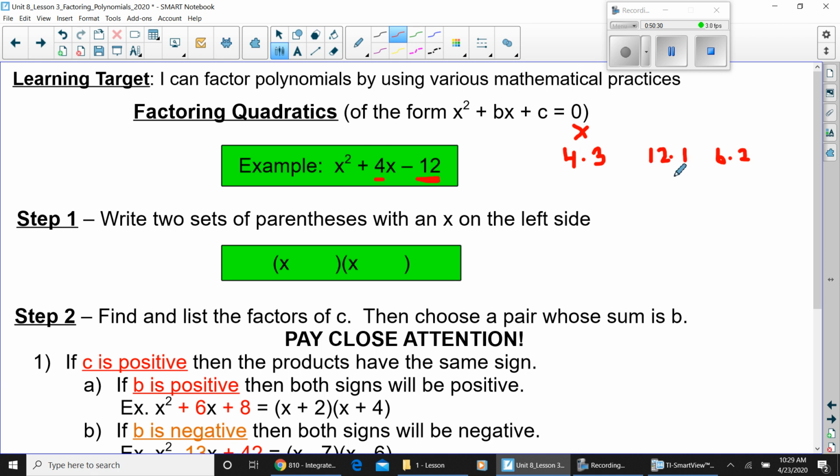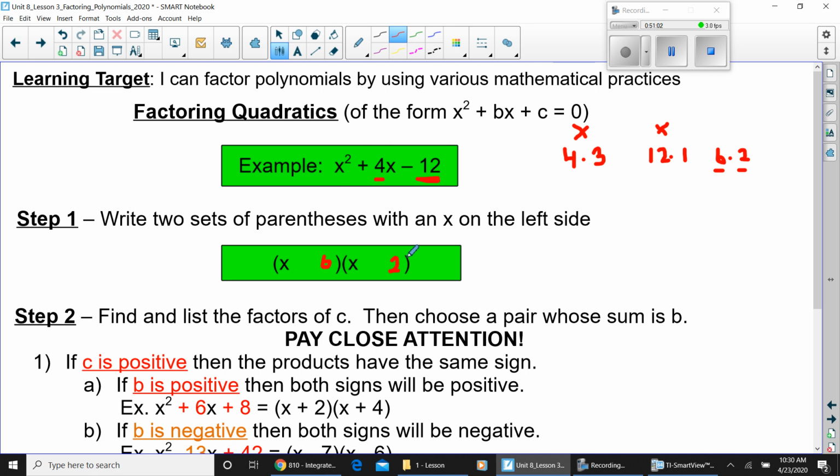12 and 1. 12 times 1 equals 12, but can you make 4 if you add or subtract them? No, you can't. You can either make 11, 12 minus 1, or 13, negative and negative, or positive and positive. 6 and 2. Only one left, so I'm going to put that in because I think that's my answer. 6 and 2.